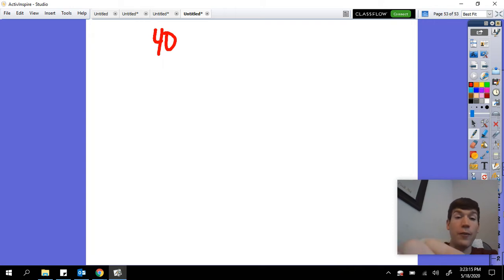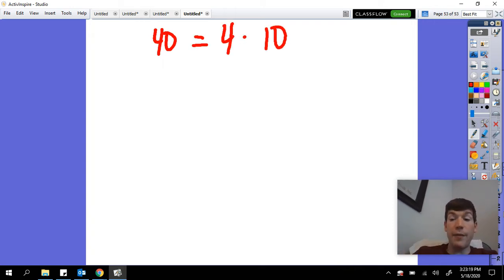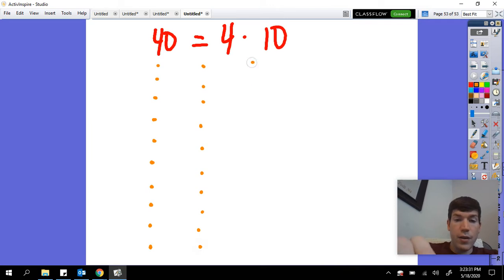40 is divisible by 4 because we could do 4 times 10. So what I'm going to do is make four groups of 10, just dots. 1, 2, 3, 4, 5, 6, 7, 8, 9, 10, and I'll repeat that for each of the four rows.